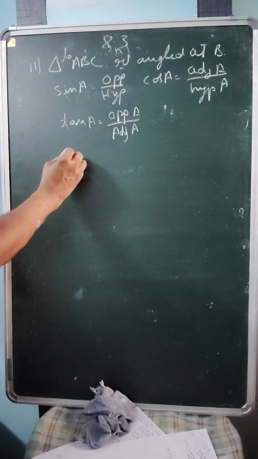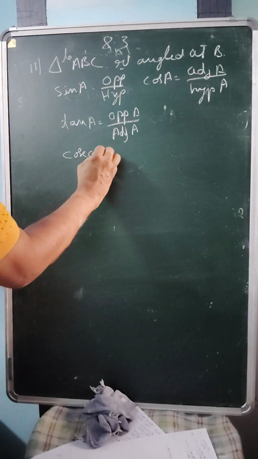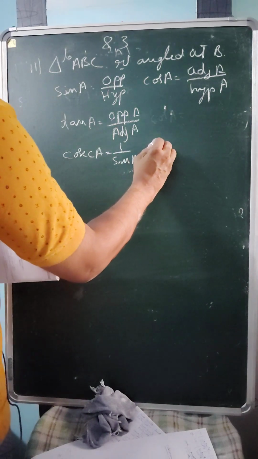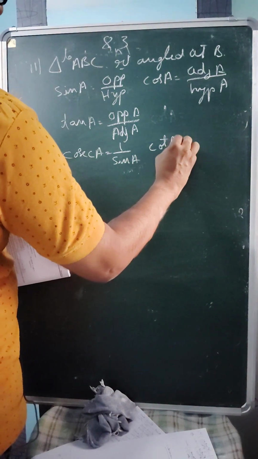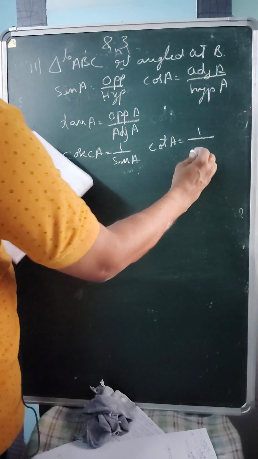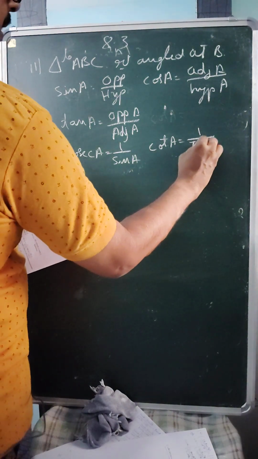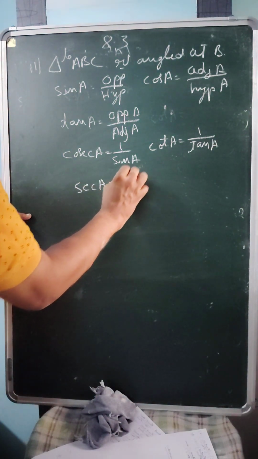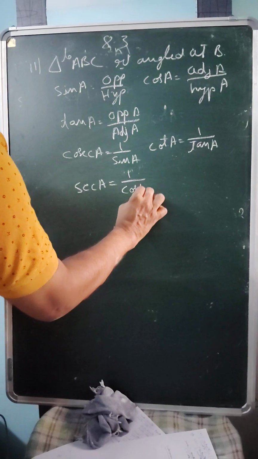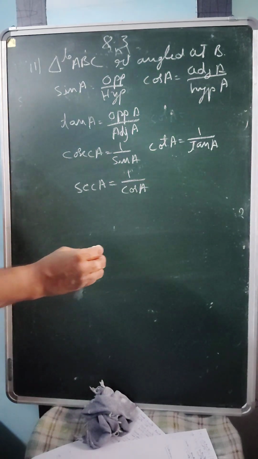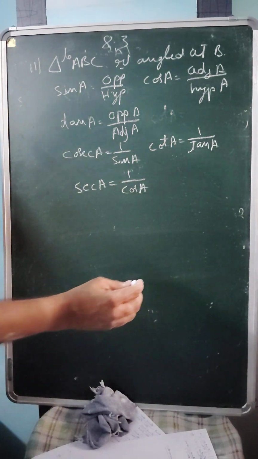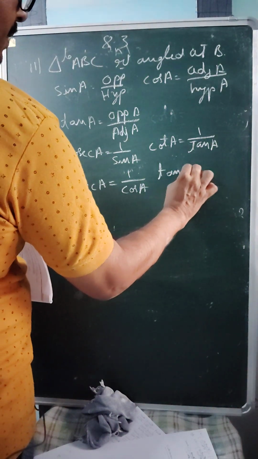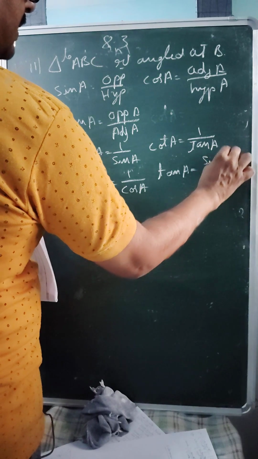adjacent by opposite. Then cosecant A is equal to 1 by sin A. Cot A is equal to 1 by tan A. Secant A is equal to 1 by cos A. And tan A is equal to sin A by cos A.